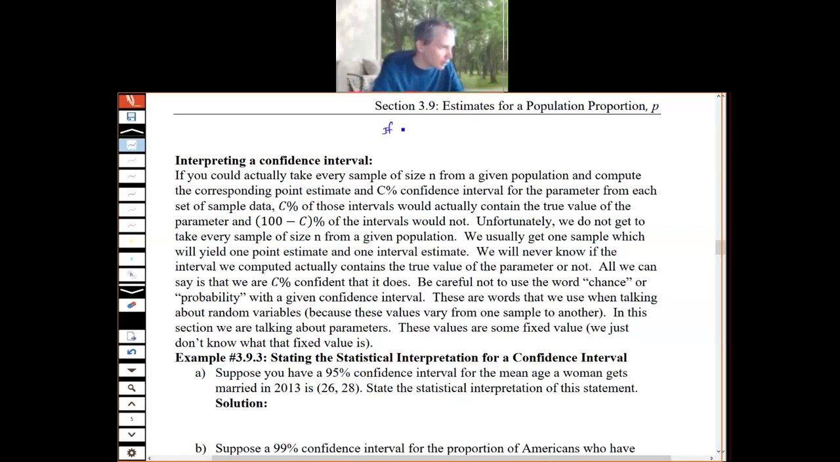So if we look at every possible sample of 1,000 M&Ms and create 95% confidence intervals for each one, then 95% of those samples give a confidence interval that contains the real percentage of green M&Ms.